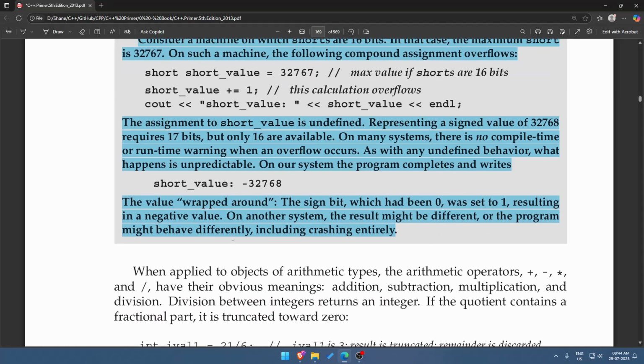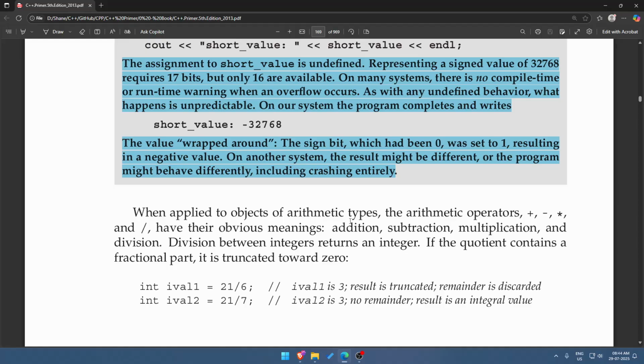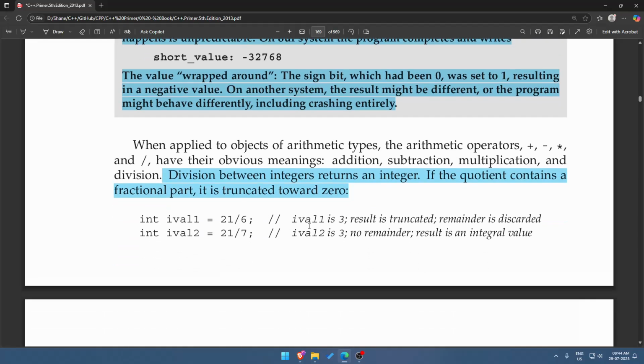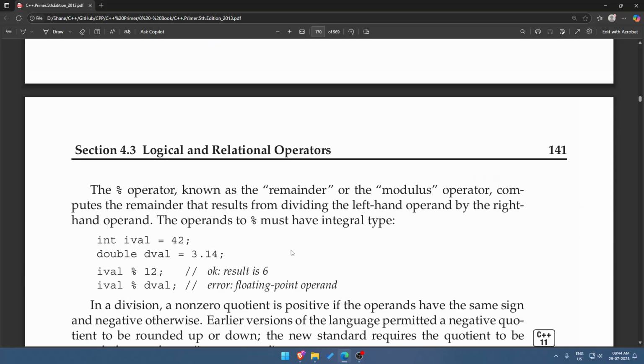When applied to objects of arithmetic type, the arithmetic plus, minus, multiply and divide have their obvious meanings: addition, subtraction, multiplication and division. Division between integers results in an integer. If the quotient contains a fractional part, it is truncated toward 0. This is 3, no remainder.